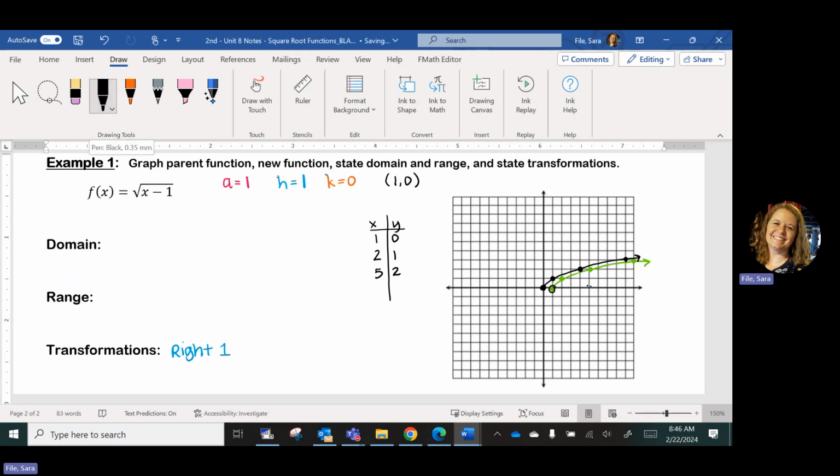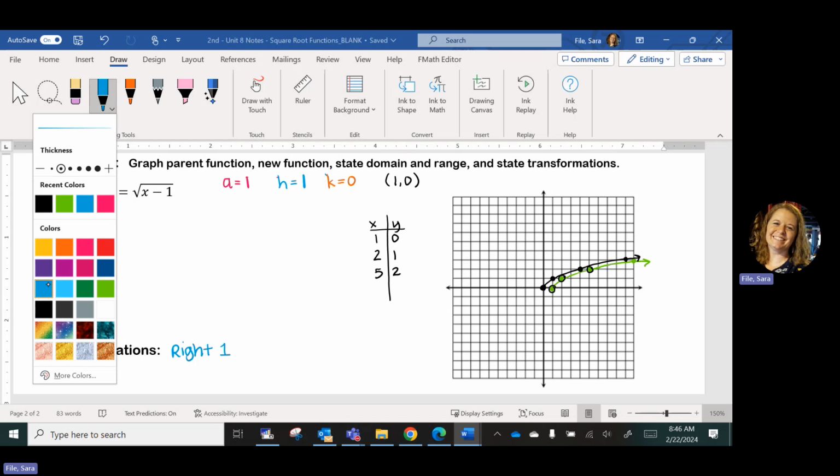1, 2, 3, 4, 5, 2. Yep, and there's that point there. You can see all these points from the table are here. Okay, so a couple of different options on how to come up with your graph if you need that. Okay, now domain and range.